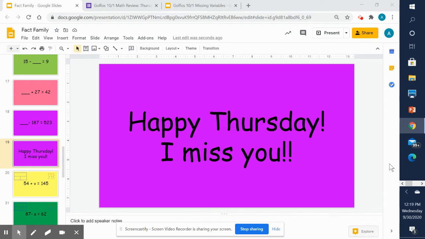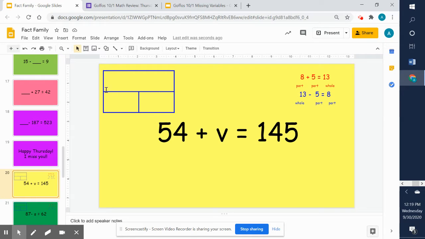I was also looking at your work on Tuesday, and y'all did very good with the missing variables. However, I didn't see a lot of the boxes drawn on your paper. So I really want you to get used to drawing those boxes and not just working out the problem. I want you to draw that whole part box. So we're going to go through a couple more of those today and talk about cowboy problems, which I'll tell you what those are soon. But again, make sure you are using the whole part box method.